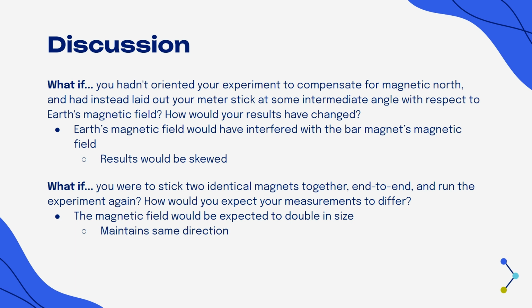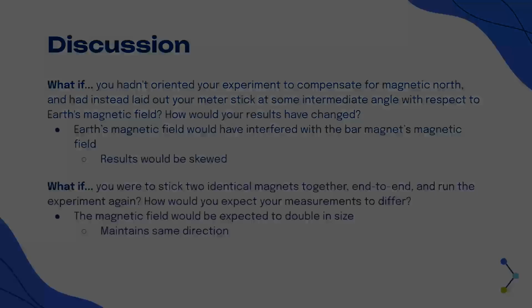Discussion. Earth's magnetic field would have interfered with the bar magnet's magnetic field, and results would have been skewed. And if we were to stick two identical magnets together, the magnetic field would be expected to be double in size, but maintain the same direction.